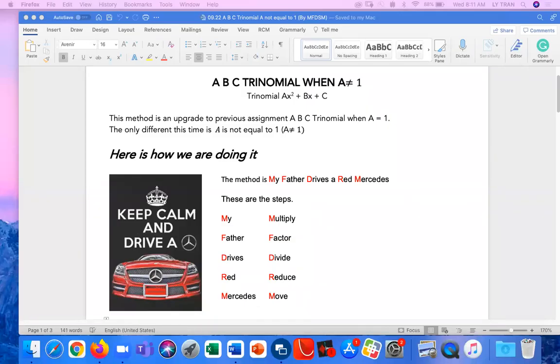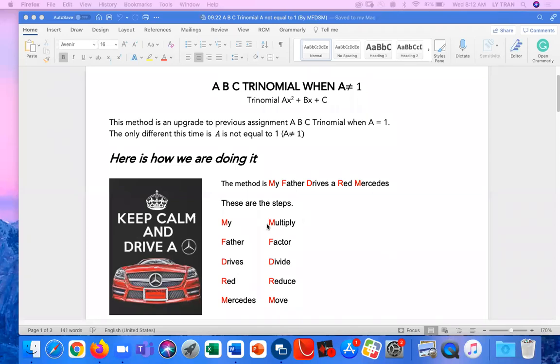Today we're doing ABC trinomials when A is not equal to 1. Wow, it's an upgrade from the other factoring method that we do, and it's totally doable. So the method today has something to do with driving a very fancy car. That is a Mercedes. So Mercedes right here, we got: my father drives a red Mercedes. So what are we going to do with that? Let's take a quick look, okay?